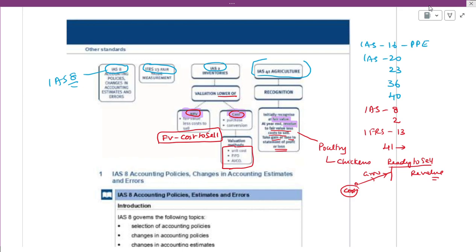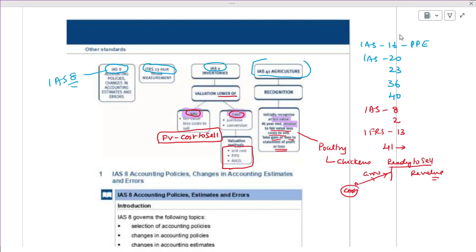Are you clear about this? IAS 8, IAS 2, IFRS 13 and IAS 41, agriculture and biological assets. Fine. Is it clear to you?